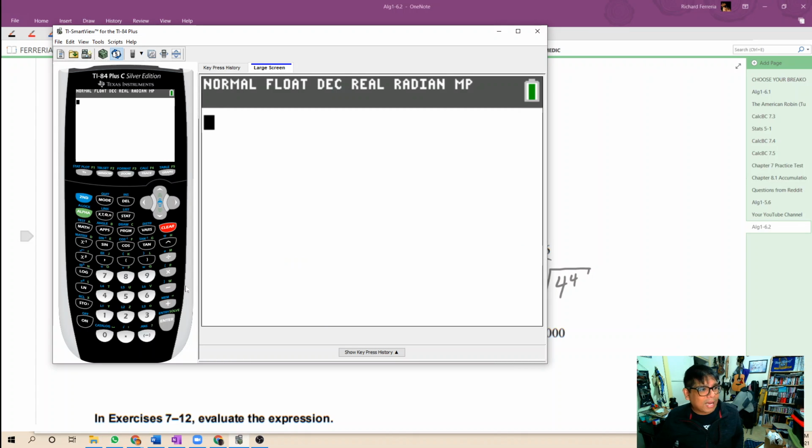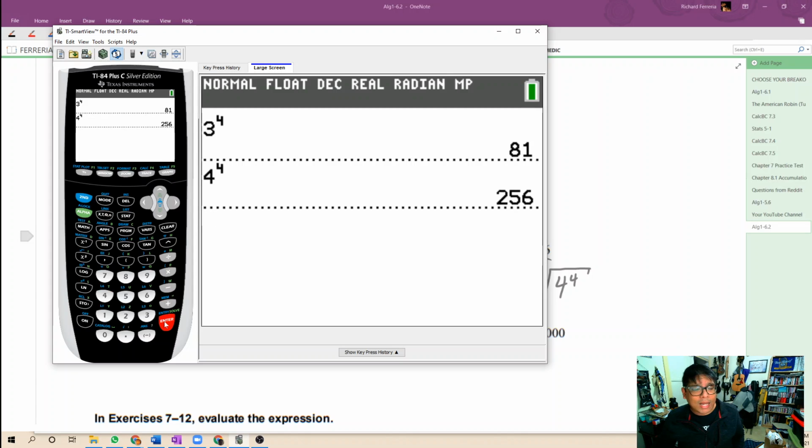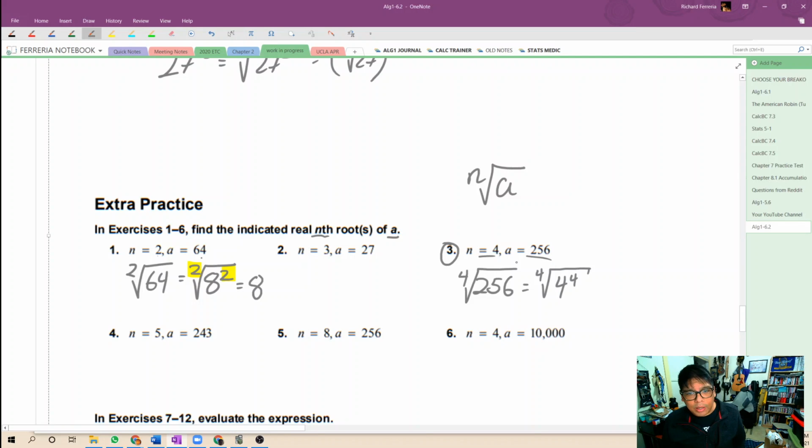I can grab my calculator and say, well, what's 3 to the fourth power? And that's 81. So not big enough. Let's try the next number. What's 4 to the fourth power? And that's 256. So bingo, we used our calculator to get to 256 here. And since, once again, the index of the root matches the power, this is just equal to 4.